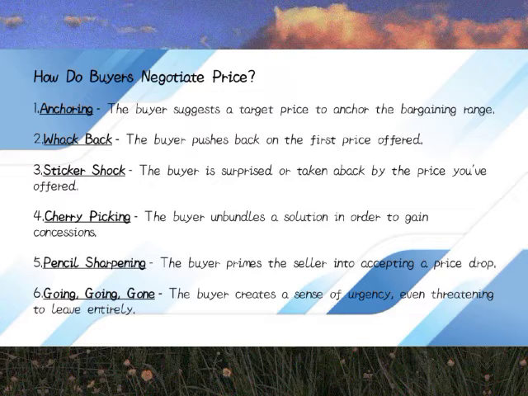So for the last and not the least is the "gone" tactic. The buyer creates a sense of urgency, even threatening to leave entirely. This tactic uses time pressure to get the seller to lower the price. For example, the buyer says, "I will give it to another shop by noon if you don't make this concession." The buyer pressures the seller so that they will have no choice but to lower their price.